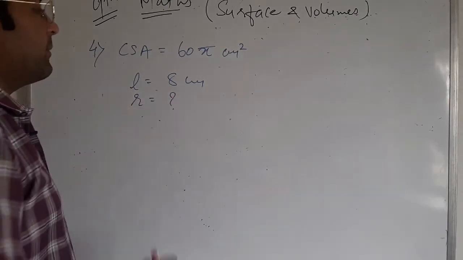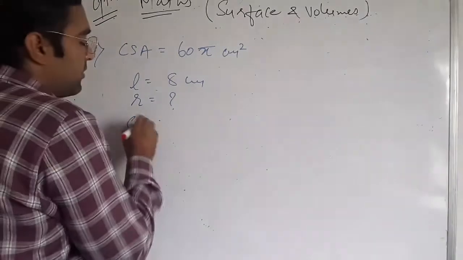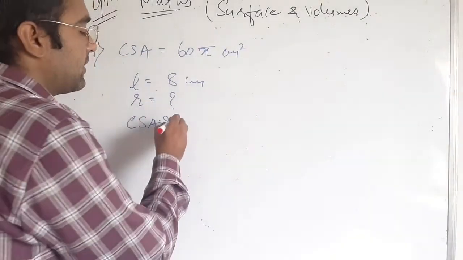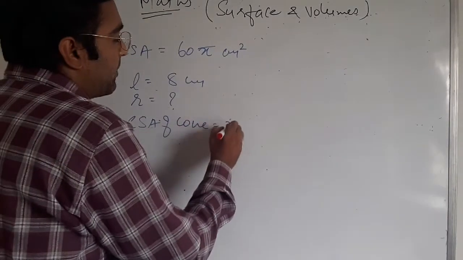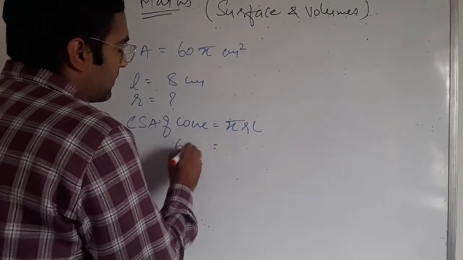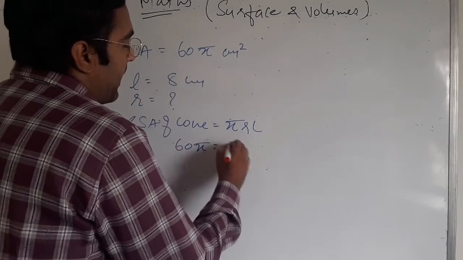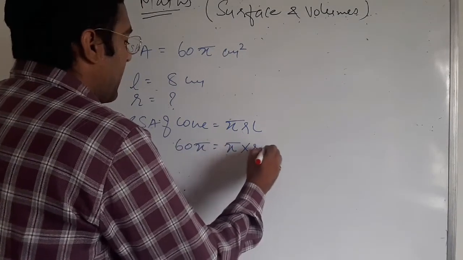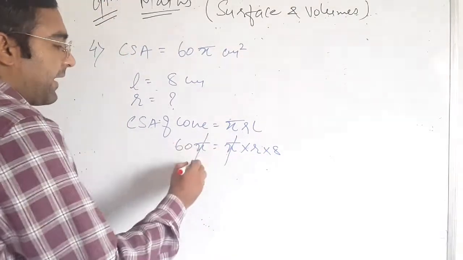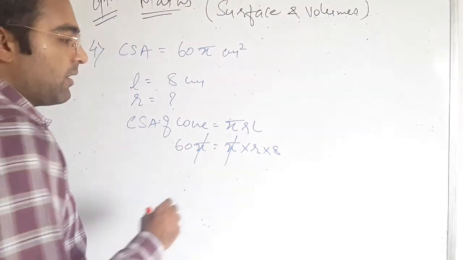So we take the curved surface area of the cone, that is CSA of cone, which is pi r l. We take CSA as 60 pi equal to pi r times the slant height 8, and we have to find the radius r. Now pi cancels out from both sides.